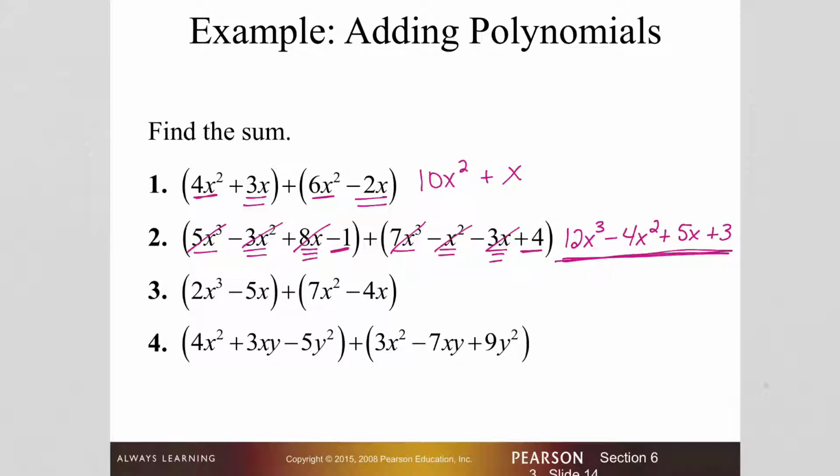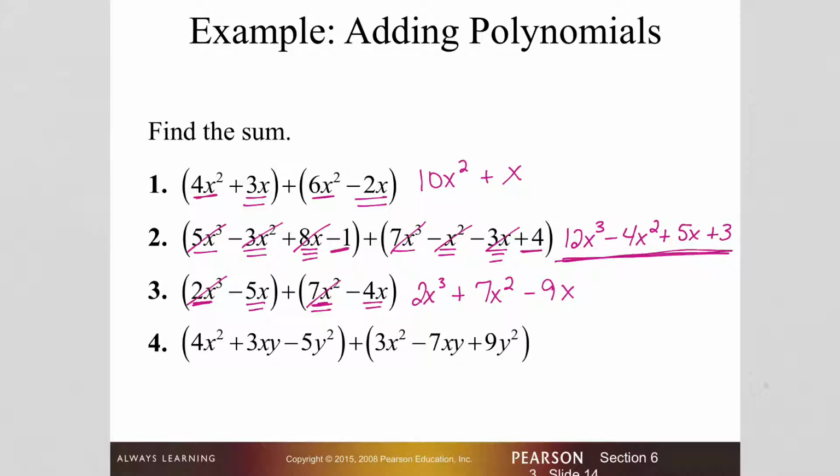Alright, take a look at number 3. I don't have any like terms for that, so I'm just going to write it down. Next, I want to do my next highest exponent, so I'm going to put plus 7x squared because I don't have any other like terms to combine that with. Now I've got a negative 5x plus a negative 4x, and whenever I combine those, I get a negative 9x. None of these are like terms. That's the best I can do.